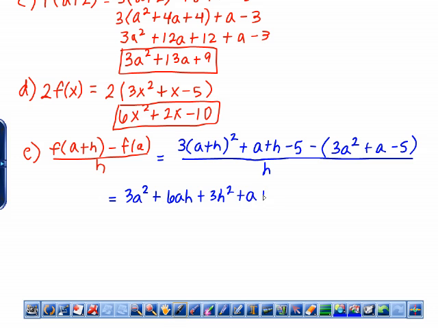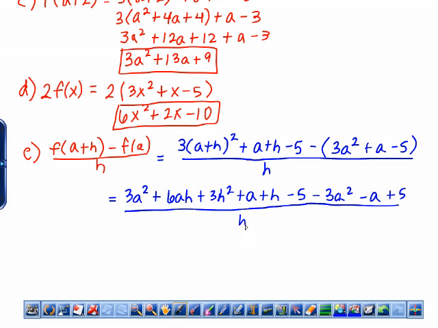And then we have plus a plus h minus 5 again. And then this minus distributes. Now, always when you're doing these problems, lots of things should cancel. Okay, if they don't, then you messed up somewhere. So like here, these 5's cancel, these a's cancel, and these 3a squareds cancel.